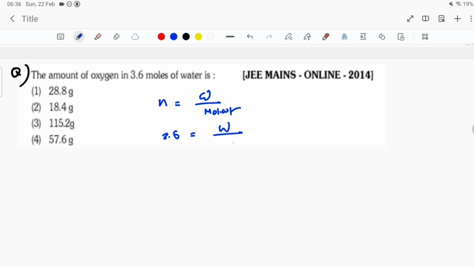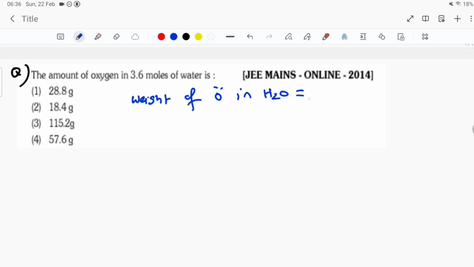Okay, first let us see here weight of H2O, then we'll just, a minute, otherwise directly we'll do. They are not asking about H2O. So first you see here weight of oxygen in H2O. Weight of oxygen in H2O is equal to how much? 16 grams, because oxygen is 16. Weight of oxygen in H2O.